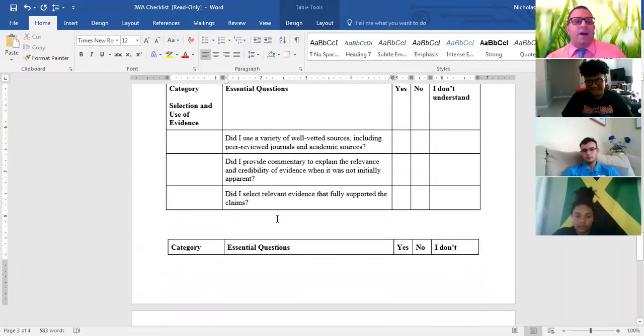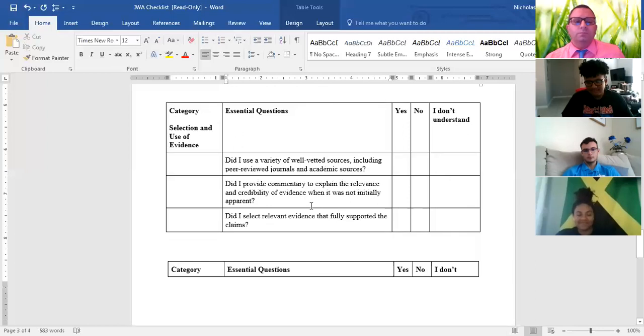And then we talk about the use of evidence down here, okay? So rather than just presenting evidence, are you explaining the evidence? Does your evidence come from a lot of different sources, including a peer-reviewed journal, as well as academic sources? Remember that you can also use non-academic sources, and you should have a mix of both. Do you provide commentary to explain the evidence and the relevance of it, and if it is or isn't credible? Okay, you should be doing that as well.